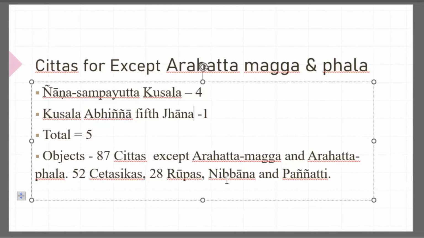For the noble ones also, Sotapanna can take the object of the Sotapatti Magga or Sotapatti Phala, not the Sakadagami. Those who attain Sakadagami can take the object of Sotapatti and Sakadagami. Those who attain Anagami can take the object of Anagami Magga Phala, Sakadagami Magga Phala, and Sotapanna Magga Phala.